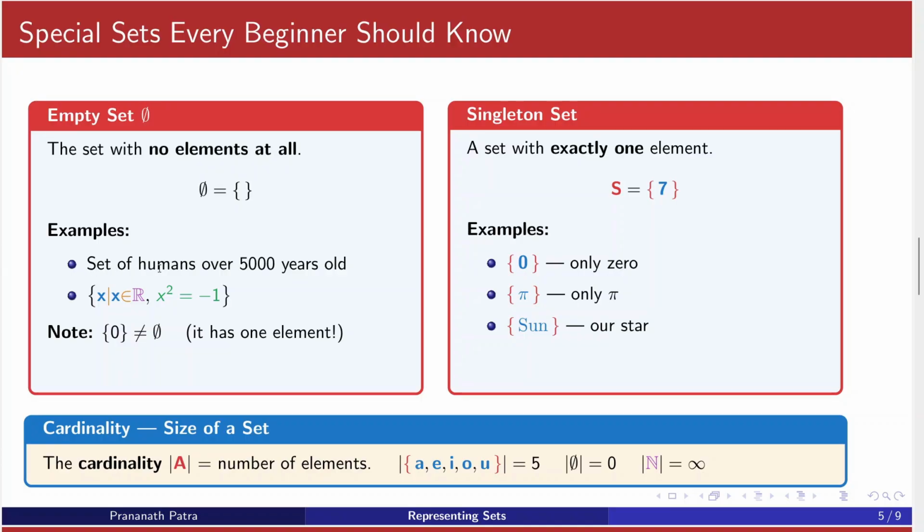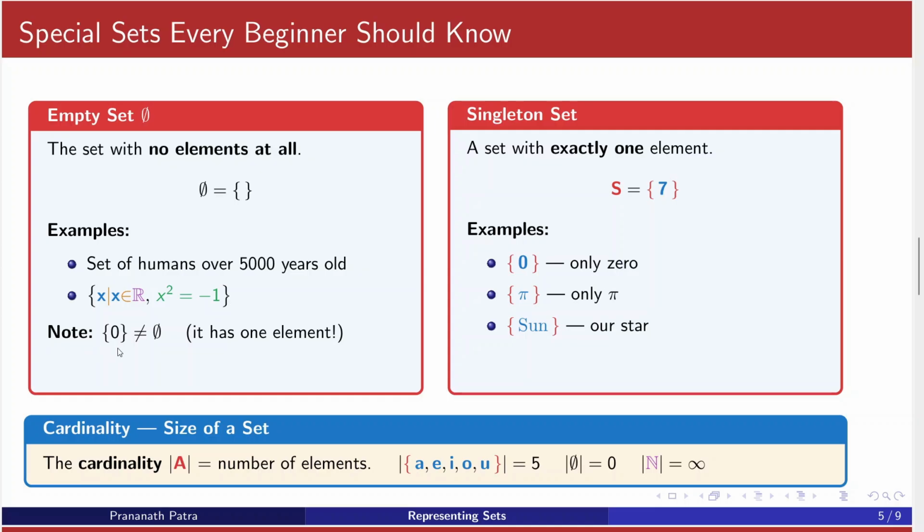For example, the set of all human beings over 5,000 years old. Because no such human exists, that set is empty. Or, in mathematics, a real number whose square is -1. Since no real number can be squared to give a negative result, that set is also empty.